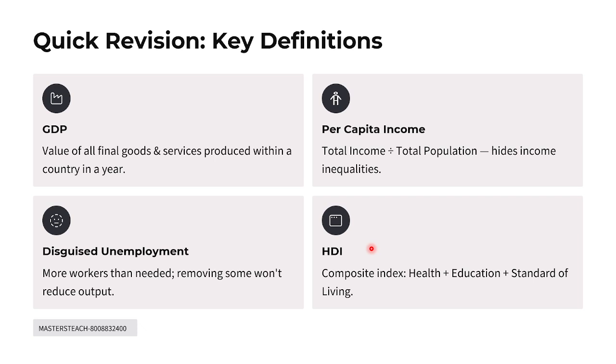Then what you have to remember: the value of all the goods and services produced within a country is called GDP. Per capita income formula is total income divided by total population, but however it hides the inequalities. Then disguised unemployment means more workers than needed, so removing some will not reduce output. Then HDI, the human development index, is a composite of health, education and standard of living.